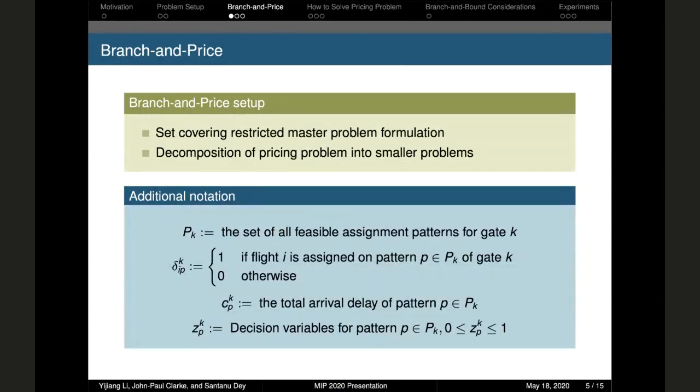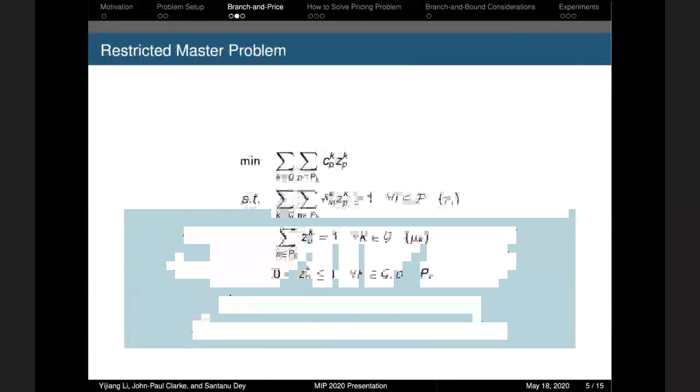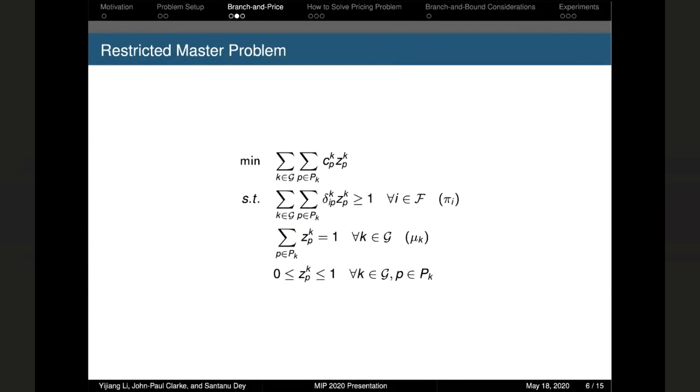Now I want to introduce some additional notation. In particular, for each pattern p, we associate a cost c_pk with it, and we'll later express c_pk in an explicit expression. And here z_pk denotes the decision variables for this restricted master problem. And here is the standard restricted master problem formulation, and we denote the dual variables by pi_i and mu_k respectively.